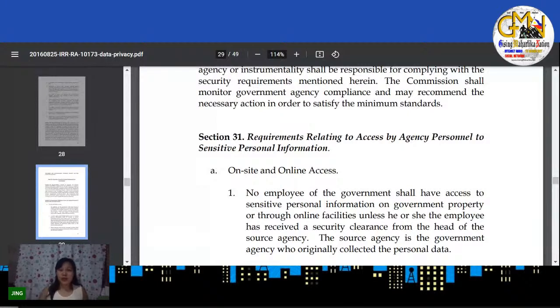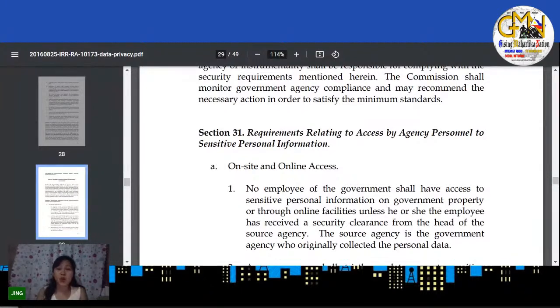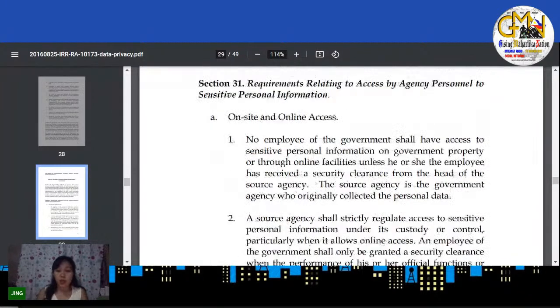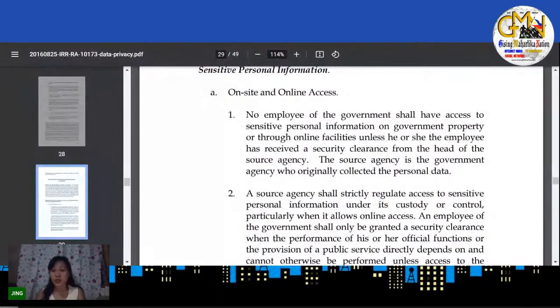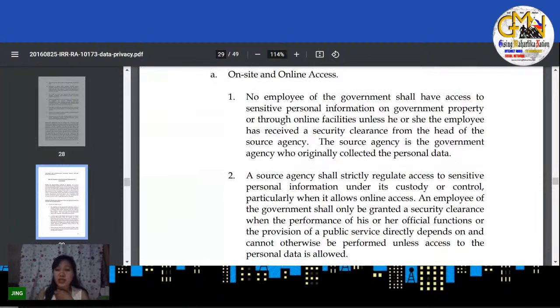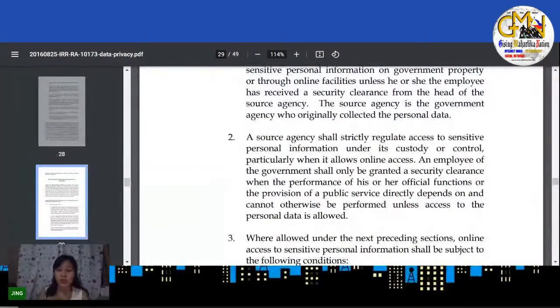Section 31. Requirements relating to access by agency personnel to sensitive personal information. A. On-site and online access. No employee of the government shall have access to sensitive personal information on government property or through online facilities unless he or she, the employee, has received a security clearance from the head of the source agency. The source agency is the government agency who originally collected the personal data.